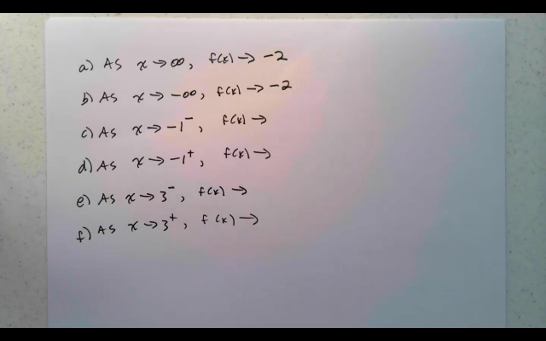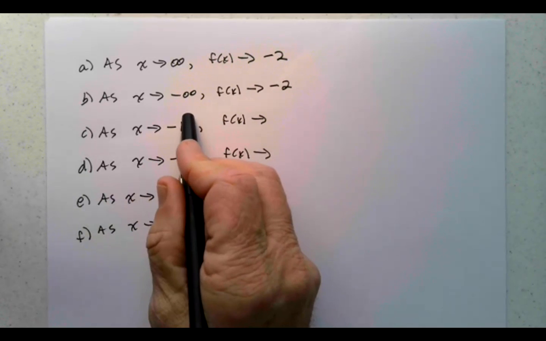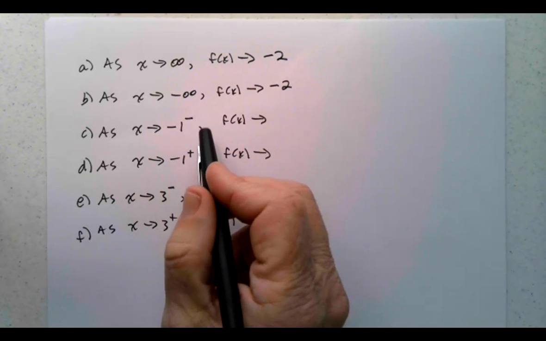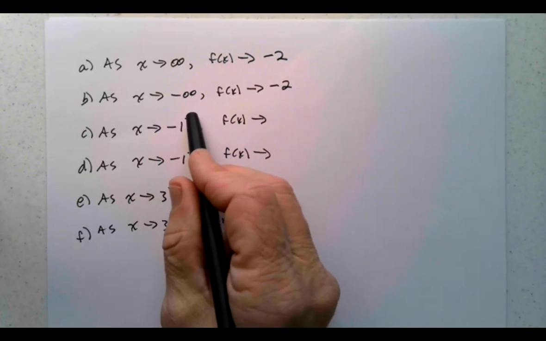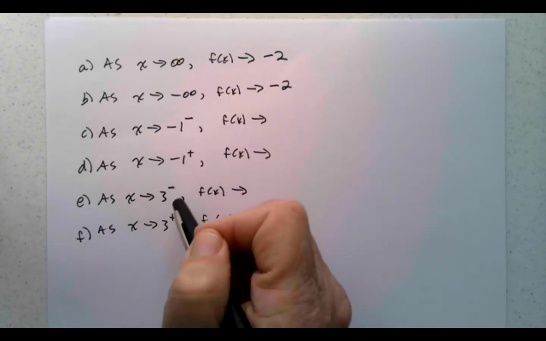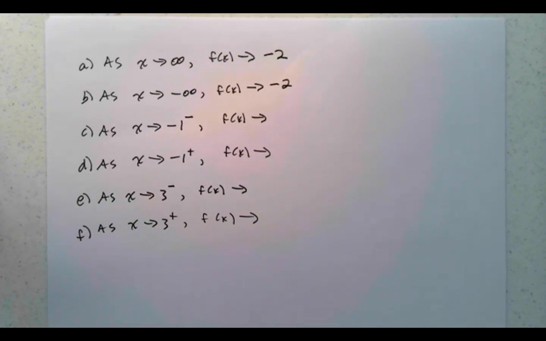Now, our next example has the limit as x approaches -1 with a little negative sign up here. That means from the left side. This means x approaches -1 from the left. This means x approaches -1 from the right. This will be very important for us in calculus to understand that notation. So here's a chance to look at it first.